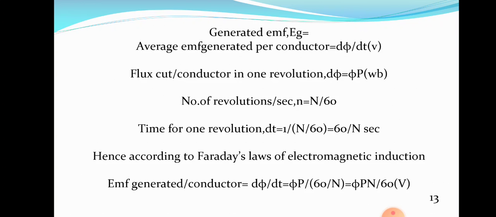Phi is the flux produced by one pole, or per pole, and the total number of poles is equal to P. So the total flux cut by a conductor, or flux cut per conductor, in one revolution is equal to phi into P, which is nothing but d phi is equal to phi P. Its unit is Weber.